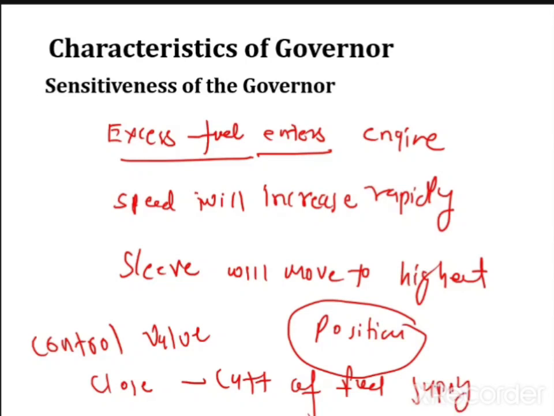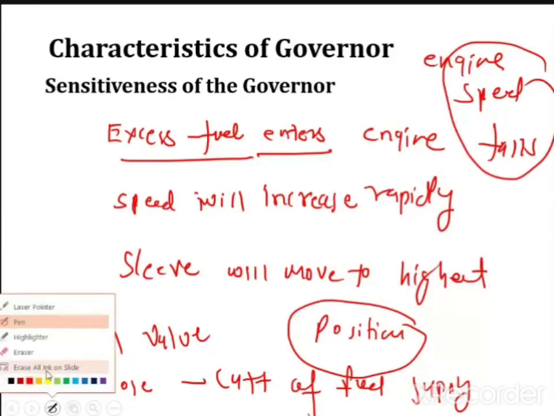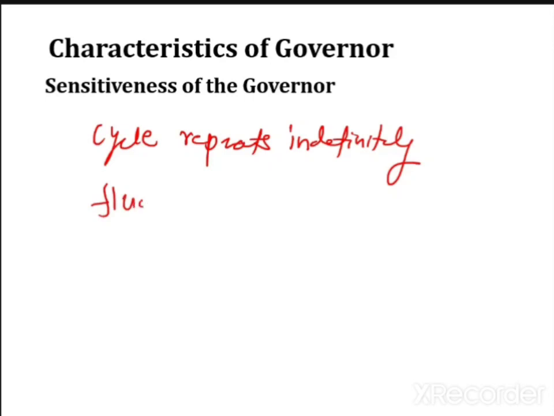And now what will happen? The engine speed decreases again. Engine speed falls, right? So this cycle will go on repeating. I can say that this cycle repeats indefinitely. And this cycle repeating indefinitely means what? It will cause the fluctuations in the engine speed.